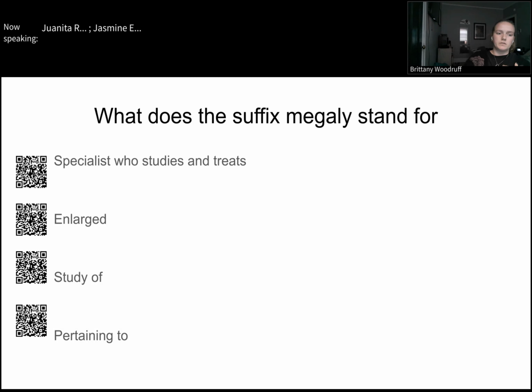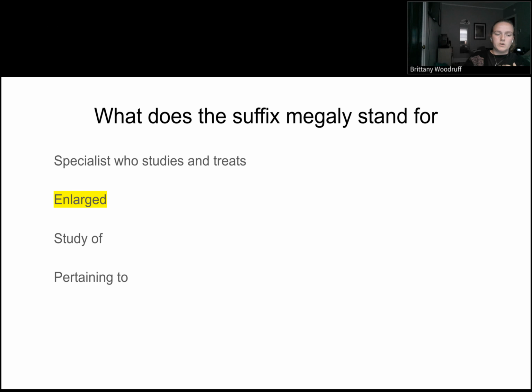Here, I can show you guys. Let me just close this really quick. But yeah, mega is going to stand for enlarged. So something like cardiomegaly, you're talking about an enlarged heart.